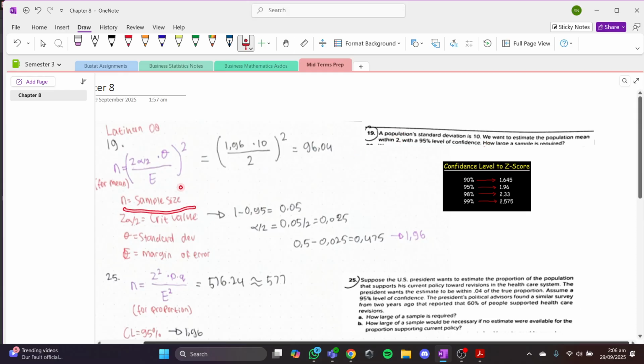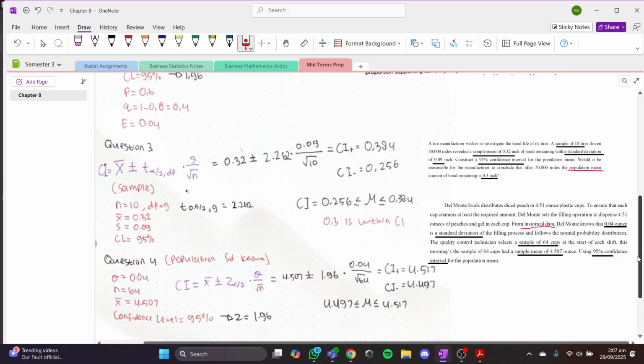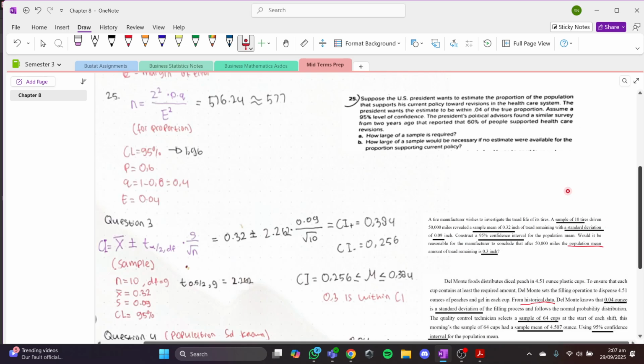So to find sample size, the formula is this: z times standard deviation over margin of error, to the power of 2. So you just put in the numbers and use your calculator to find the answer. Okay, now on to the next question.